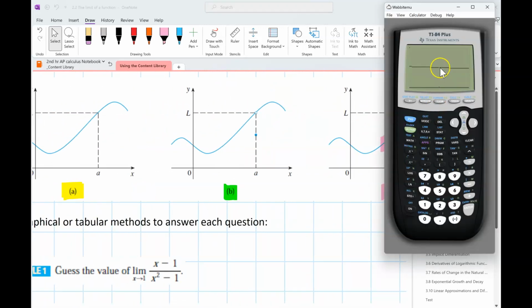So if I use my trace function here, I can plug along, and it looks like as the y value gets right around x equals 1, there's no y value at that point. The limit appears to be 0.5, or a half. Everybody okay with that?